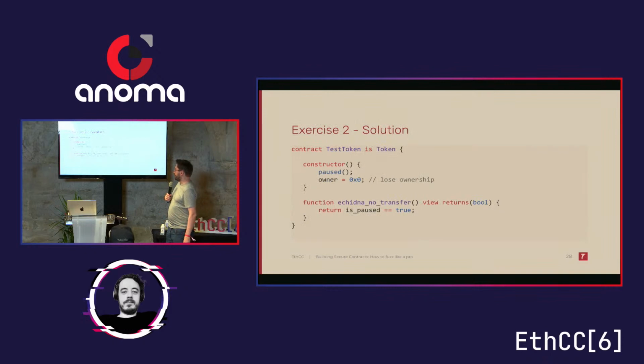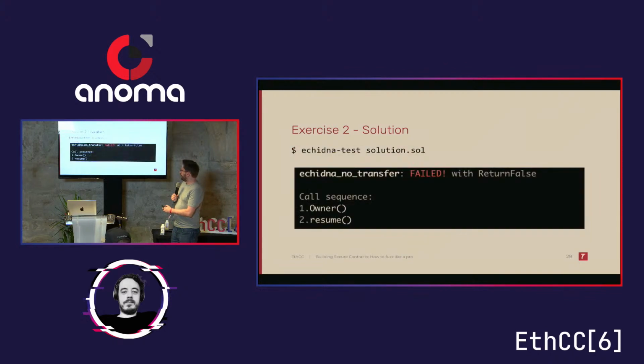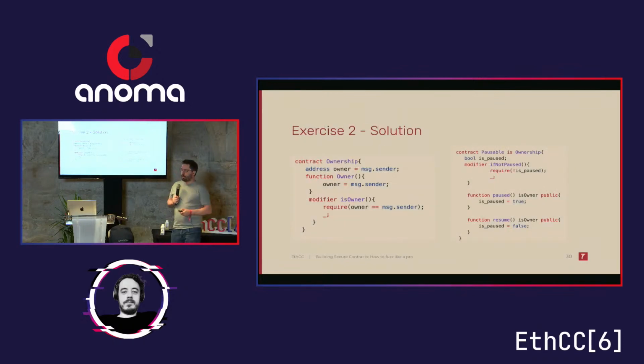Now we're going to add a property. Again, the property is a Boolean function that returns a Boolean, and the Boolean is paused equal to true. So you deploy the system, you pause the system, you drop ownership. Can you unpause the system? Can you break this invariant? And Echidna is going to say yes. To trigger that, Echidna tells you it can break the invariant by calling two functions, owner and resume.